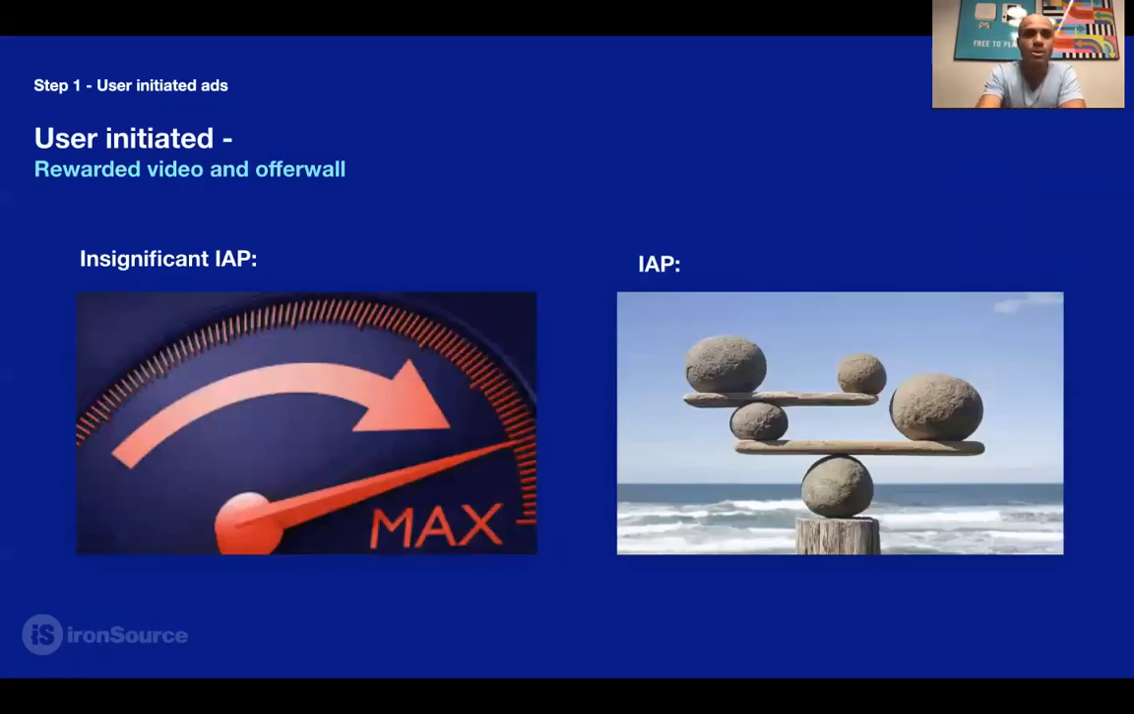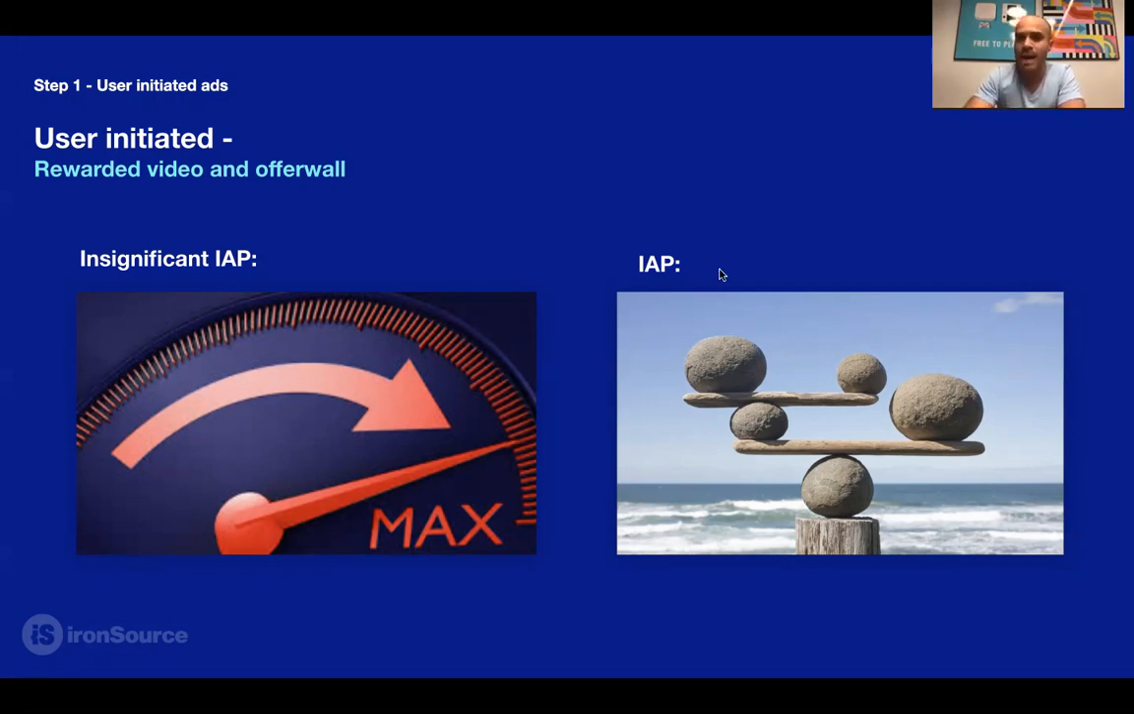Now, you can be one of two types of game developers. You can be a game developer with insignificant in-app purchasing, and then my recommendation is to maximize your rewarded ads implementation as much as possible, and we'll touch on it: many placements, high reward, because in general you don't have any big disadvantage, you have only advantages.